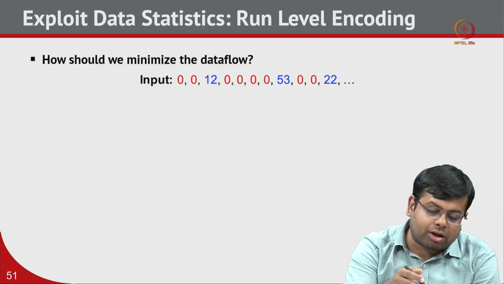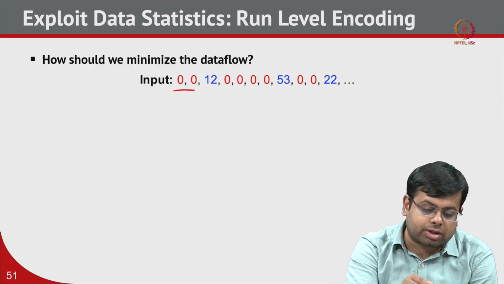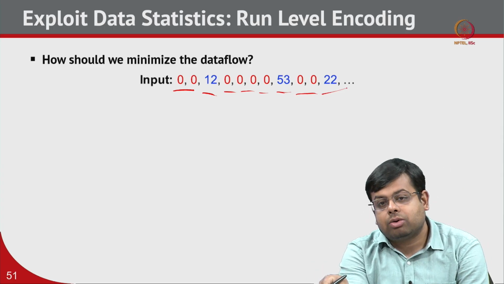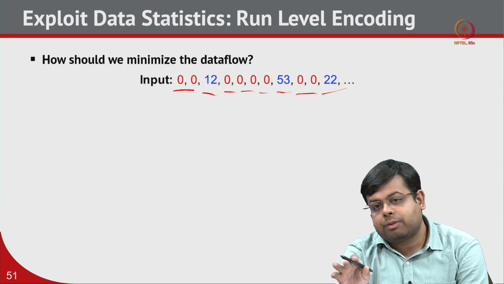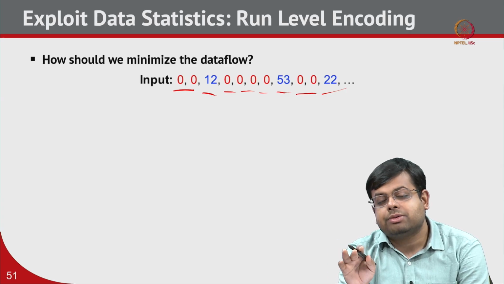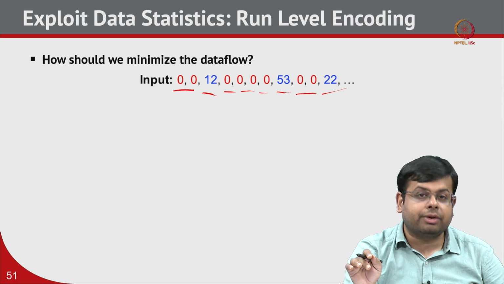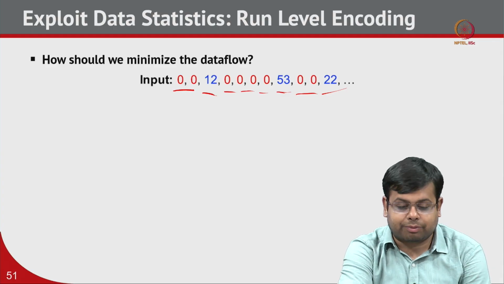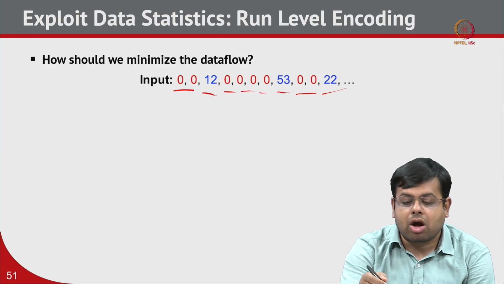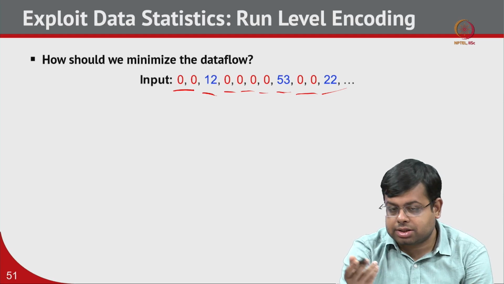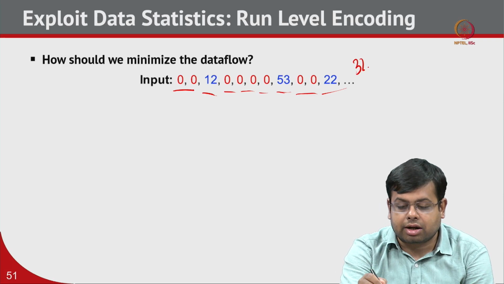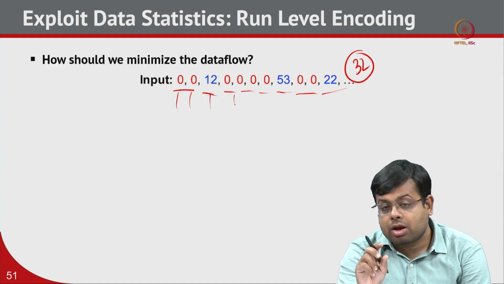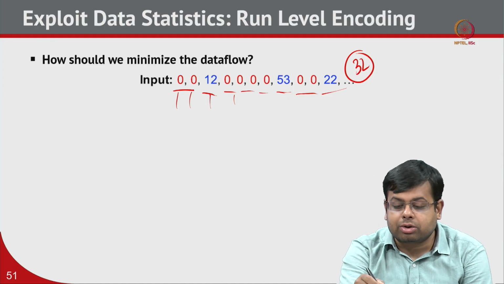So this is one example of the input: we have 0 0, then 12, then 0 0 0 0, 53, then 2 zeros and then 22. Now, when there are a lot of zeros in the communication data, it leaves some room for improvement. Run level coding is one such way to optimize the communication. If we do not optimize, let us say all the data is represented as 32 bit floating point numbers, then we have to communicate 32 bits for everything. Remember, even if we put 0, it is a 32 bit 0.